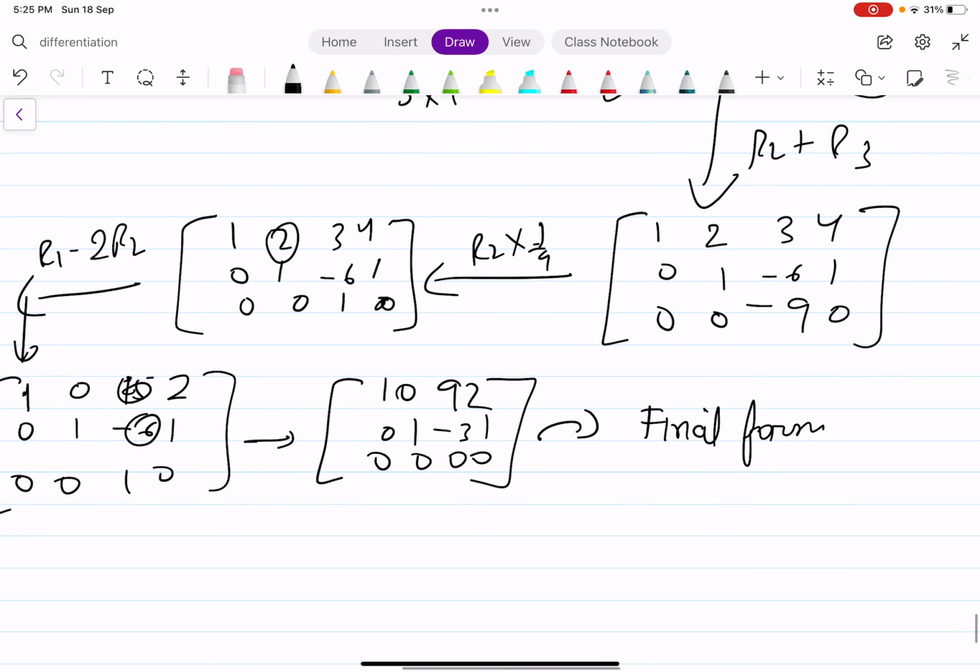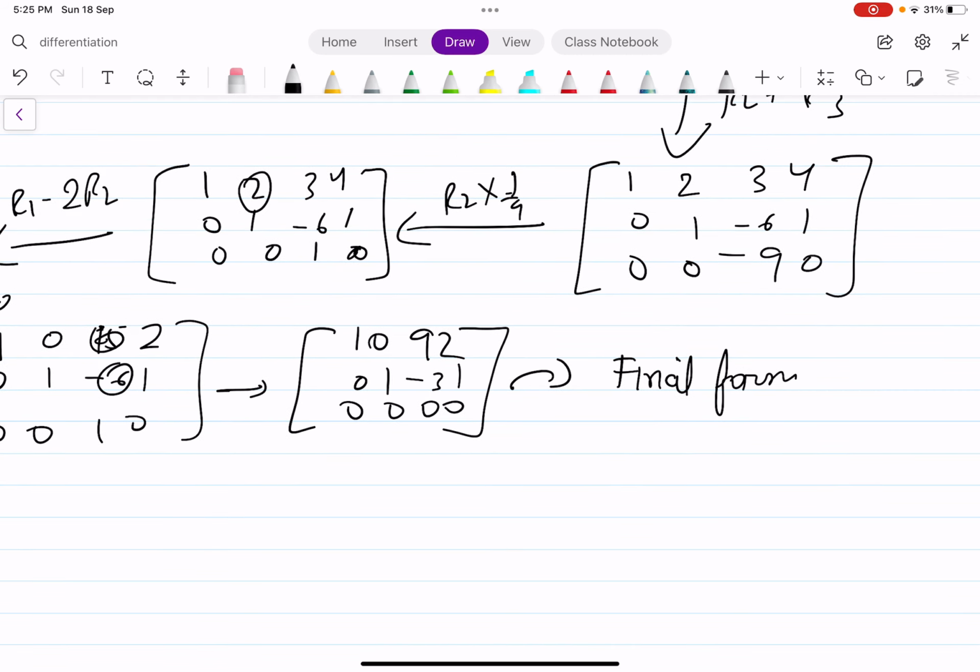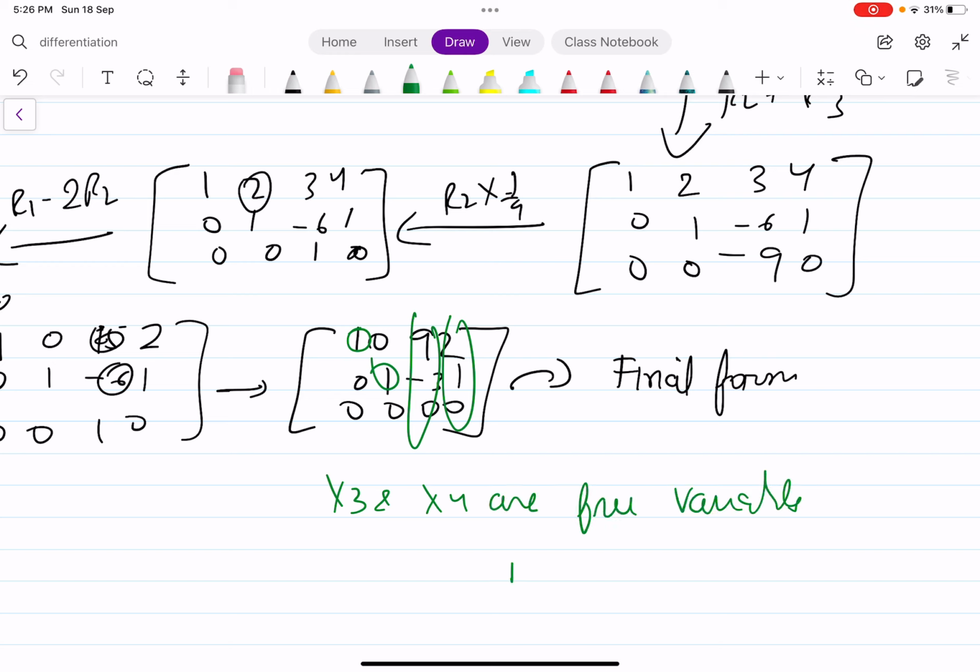So now you see what the nullity is. The nullity is the number of free variables. You can see these two are the pivots, so there are 2 free variables, x3 and x4. So x3 and x4 are free variables. That means the nullity is 2 and the dimension of the null space is 2.